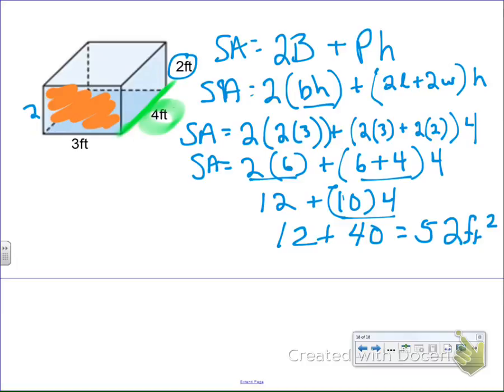So this would tell me if I was going to wrap this box with wrapping paper, or if I was going to make a box out of cardboard with these dimensions. This would be how much cardboard or how much wrapping paper I would need to cover that entire surface area.